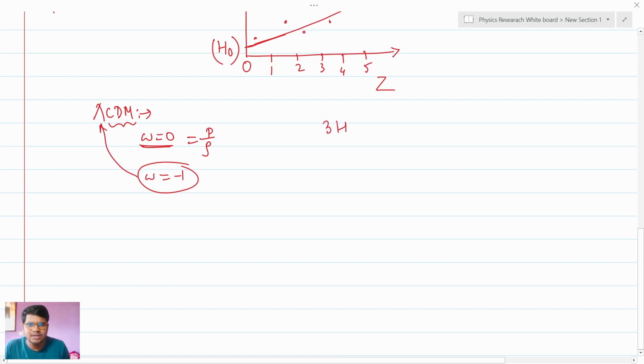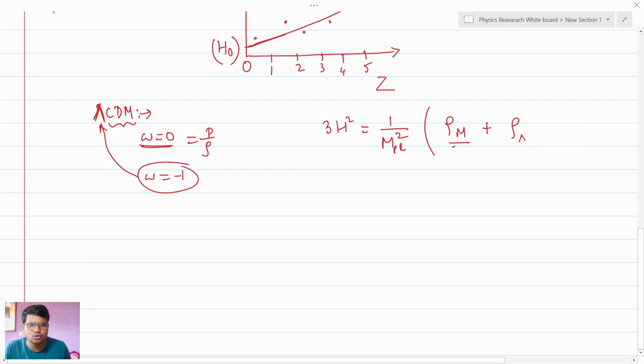So the standard equation is 3H² = (1/M_pl²) times (rho_m + rho_Λ), where M_pl is the Planck mass. Let us say rho_m is the dark matter density, and this is the density coming from the dark energy. And sometimes people also take care of the curvature, let us say k, and so on. For this example, we are not considering that one.